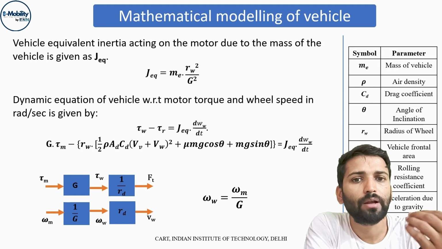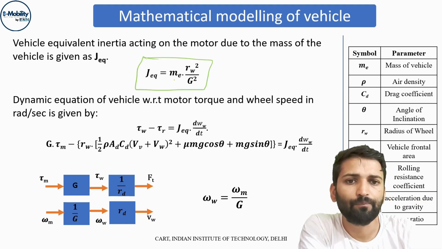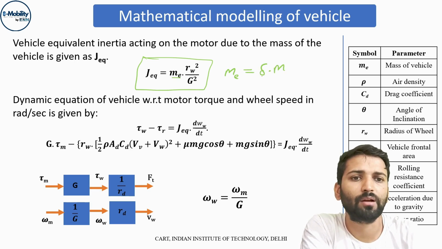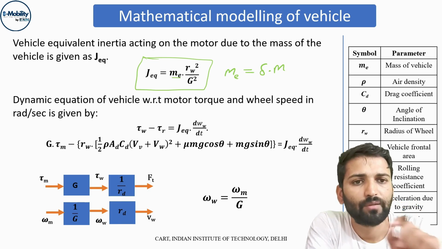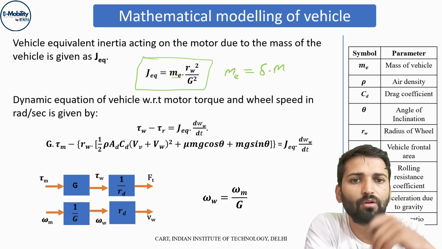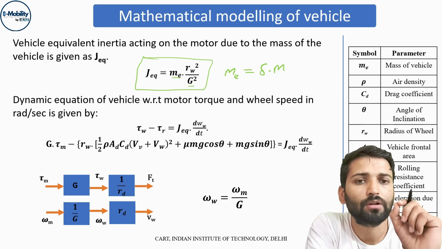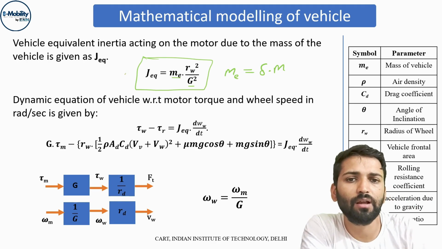How do we calculate J equivalent? J equivalent is calculated using an expression where m is the mass of the vehicle. M equivalent, with a small e, is delta into the mass of the vehicle. This delta is a factor due to the rotational inertia, usually given for a particular vehicle. So m equivalent into the radius of the wheel upon the gear ratio, where capital G represents the gear ratio. This gives us the equivalent inertia.